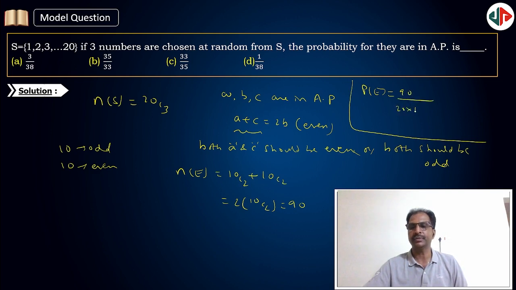20C3 is 20 into 19 into 18 by 3 factorial, which is 6. 6 3 times, 3 30 times. So 3 by 38 is the answer.